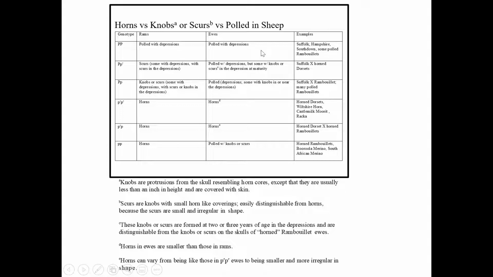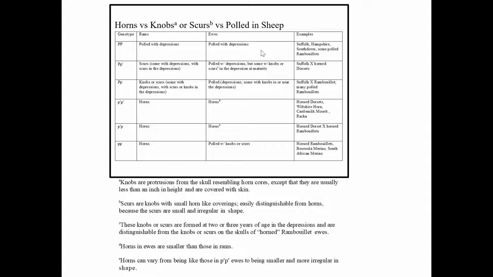We see these in breeds such as our Suffolk, our Hampshire, our Southdown, and then we also have some polled Rambouillets. Our next genotype is big P with little p prime. For this, we get skers with some depressions in our rams, and our ewes will get polled with the depressions. We can also get some with knobs or skers in the depression at maturity. We'll see these in our Suffolk crossed with our horned Dorsets.